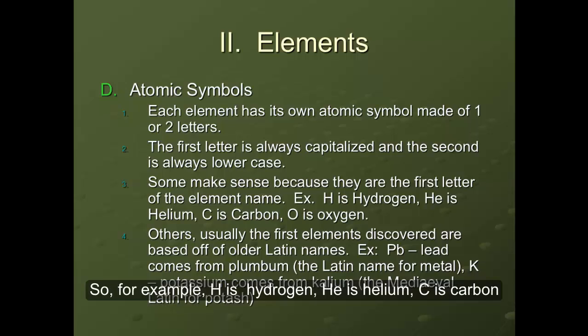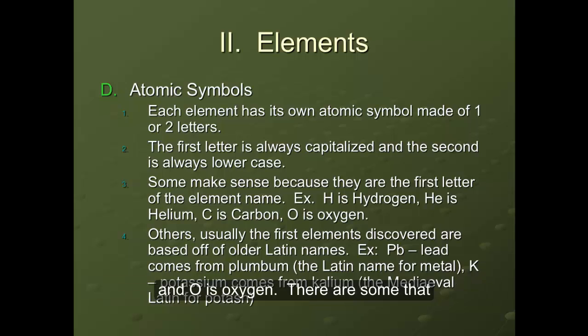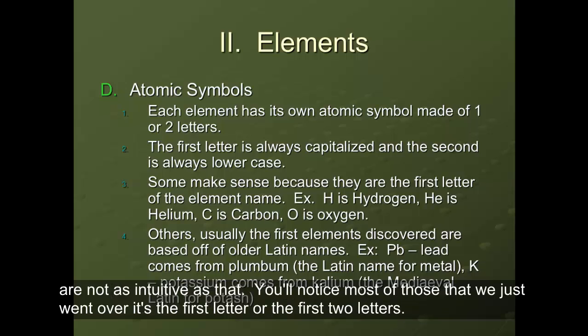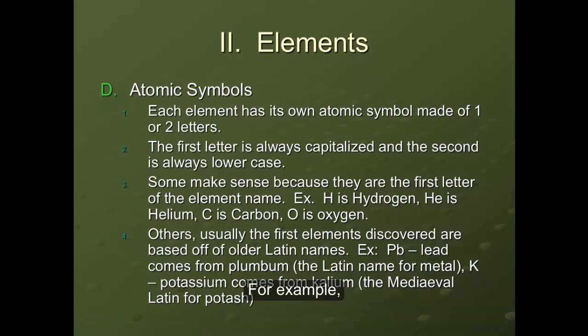So for example, H is hydrogen, He is helium, C is carbon, and O is oxygen. There are some that are not as intuitive as that. You'll notice most of those that we just went over is the first letter or the first two letters. For example, lead is Pb.